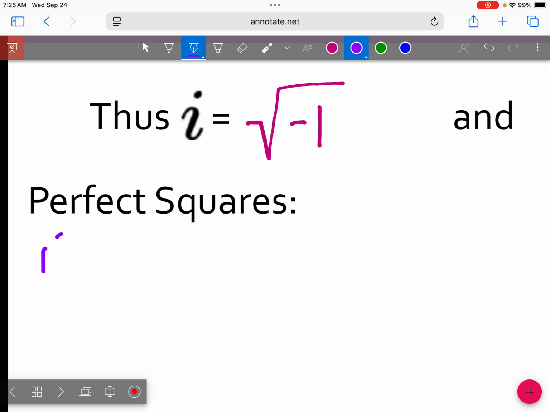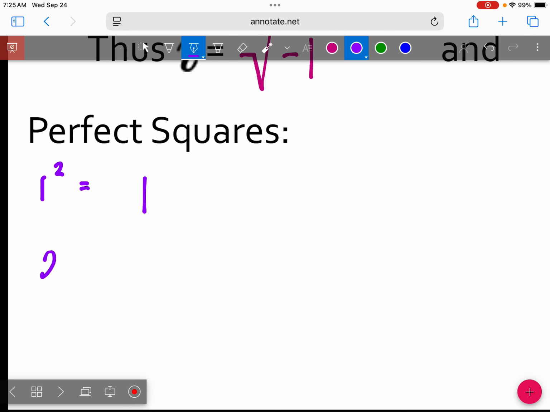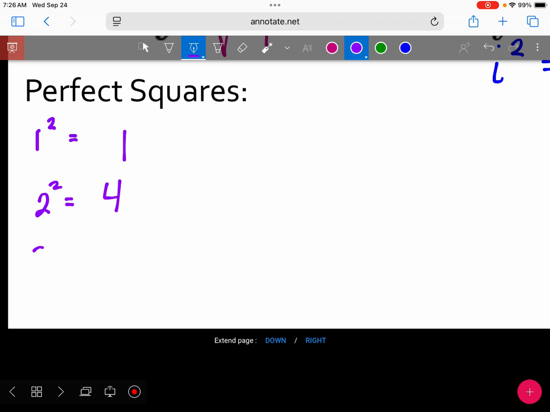So what is 1 squared? 1. So 1 is a perfect square. What is 2 squared? 4. So that means 4 is a perfect square. So these numbers that we're getting when we square something are our perfect squares. So what would be our next perfect square? 9, because that's 3 squared.